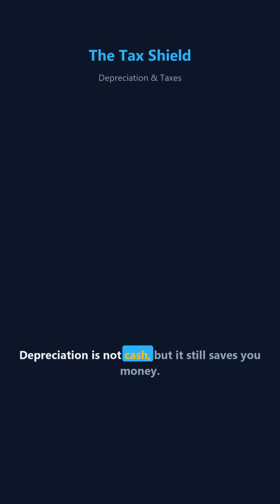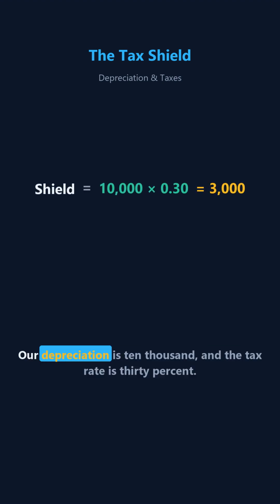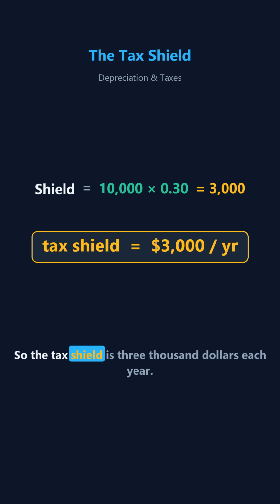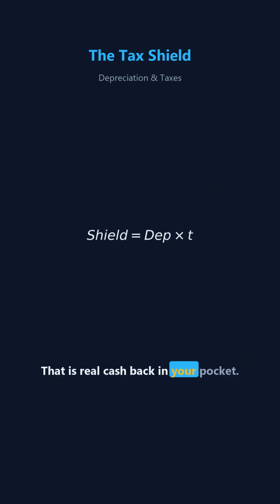Depreciation is not cash, but it still saves you money. It lowers your taxable income so you pay less tax. The saving equals the depreciation times the tax rate. Our depreciation is $10,000, and the tax rate is 30%. So the tax shield is $3,000 each year. That is real cash back in your pocket.